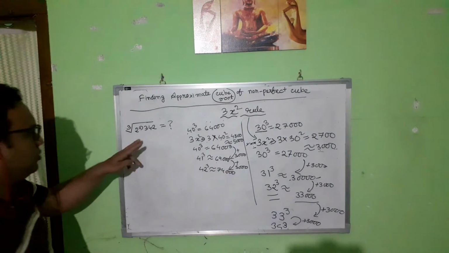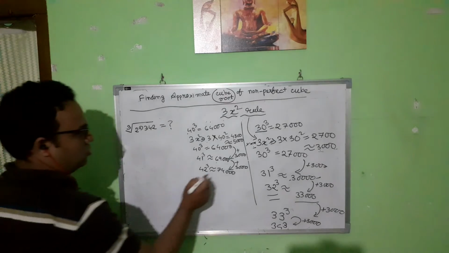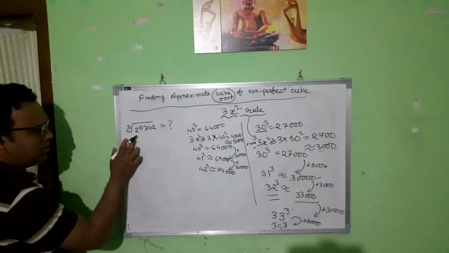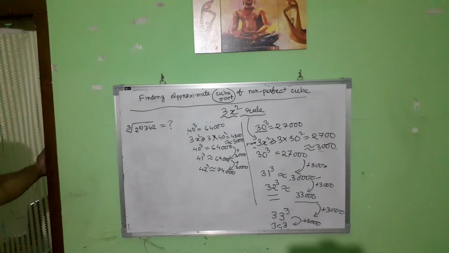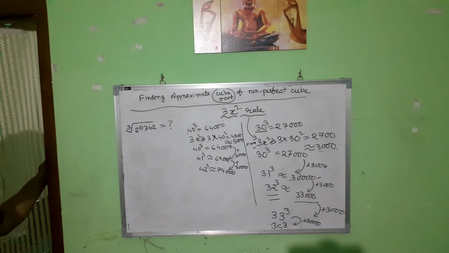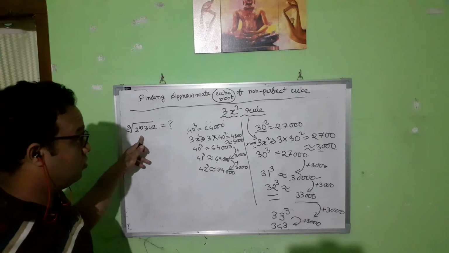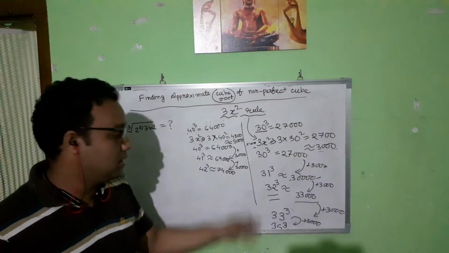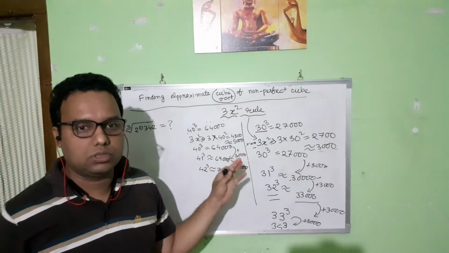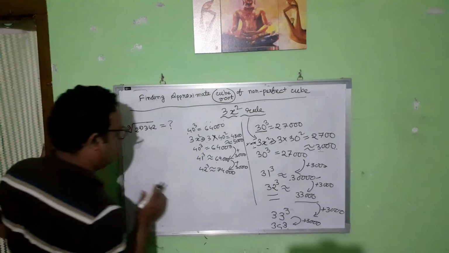So if you see this number, 29,342, this is really close to the cube of 30. Alright, because 30 cube is 27,000, and 27,000 is really closer to the number 29342. So I can understand one thing, that the cube root of 29,342 will lie in this series. It is not 30, but it will be like 31, 32 or something like that. Alright, so I will take this number 27,000.